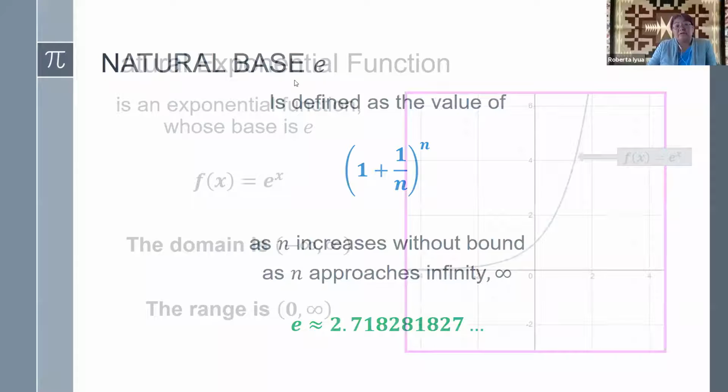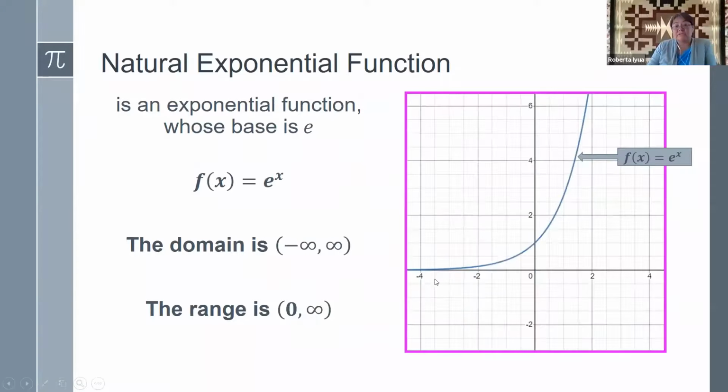Here's a graph of the natural exponential function. When you input e raised to the x into your calculator, you should get this basic form. The domain is from negative infinity to positive infinity, and the range is always in the upper two quadrants, from 0 to positive infinity.